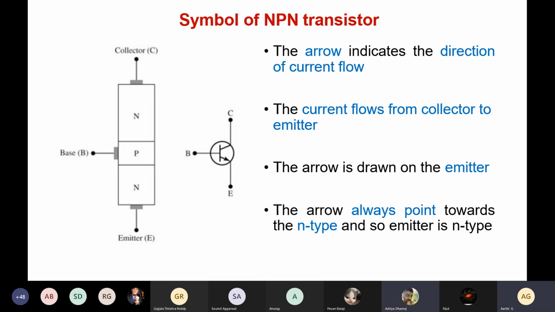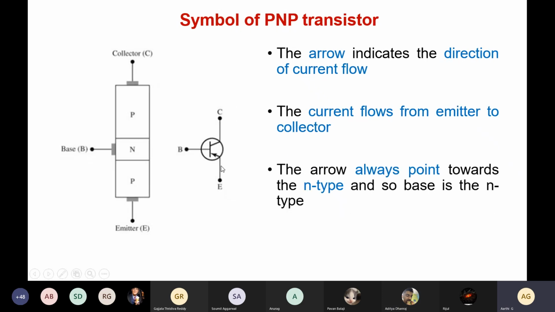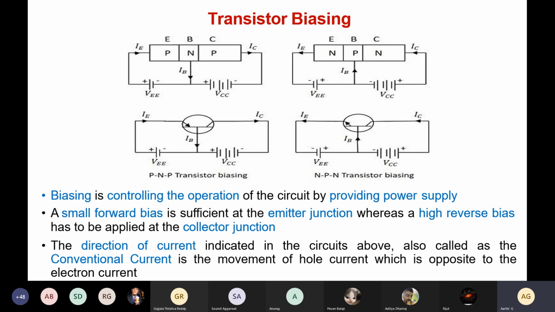Next will be the symbol for PNP. You see for the PNP, the arrow is indicated inwards. The direction of the current flow will be in the opposite direction, that is from emitter to collector for the PNP transistor, and from collector to emitter for the NPN. So you draw the symbol. Now let us see how we are going to give the biasing.